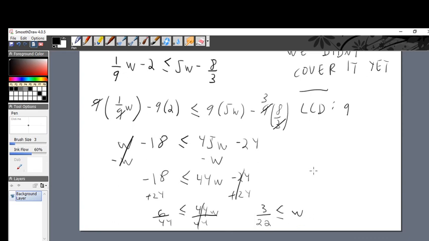What will it look like on an answer sheet? How will Alex want you to write it? He will want you to write it W first. Then this is less than or equal, but reading it the other way, it's W greater than or equal to 3 over 22.